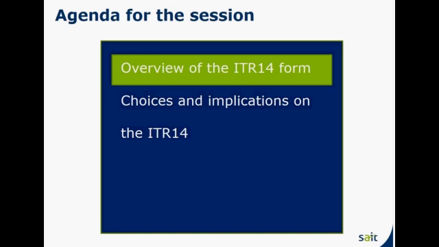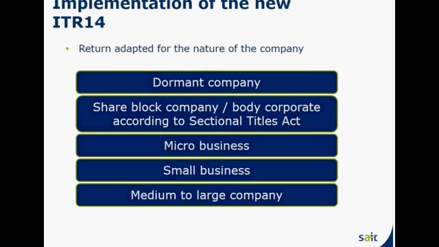The ITR14 form, as it stands now, is the new form that came in May this year. It is basically tailored or adjusted for whatever the type of the tax-paying company would be, and the form gives you 5 options or 5 classifications of companies that you can fall into. So it would be a dormant company, and we're going to talk about each of these classifications in the next few slides. The next one would be a share block company or a body corporate that's managing a sectional title. The next one would be a micro business, then a small business, and a medium to large company.